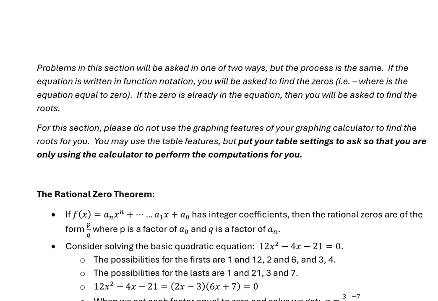The first thing to note as we start this section is that we will be asked questions in one of two ways, but the important thing to keep in mind is the process is the same. If we are given an equation in function notation, we will be asked to find the zeros, and this is where the equation is equal to 0. If the 0 is already in the equation, then we're going to be asked to find the roots. Same technique, just written a little bit differently.